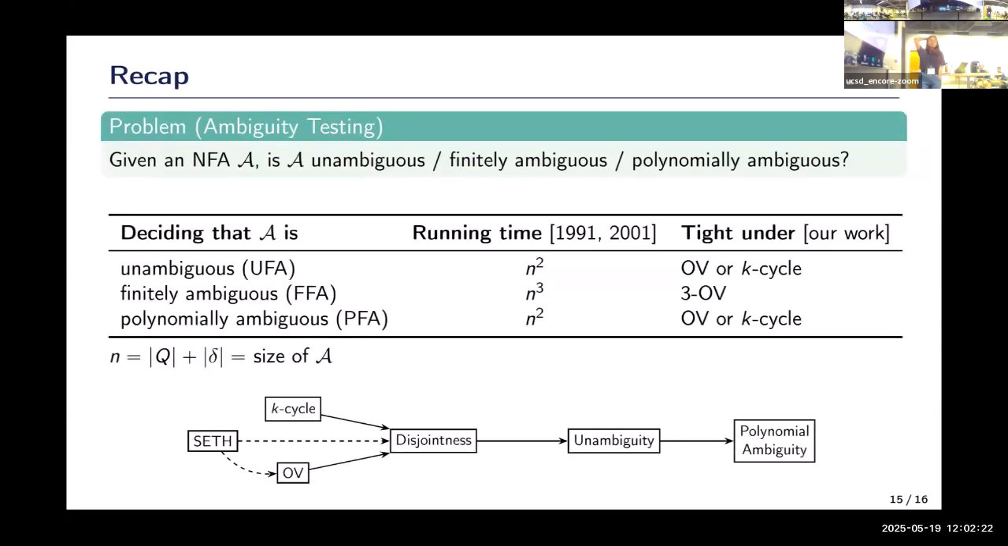So let me just recap what I talked about today. I introduced this new problem that I think not a lot of you have heard about, this ambiguity testing. Given an NFA, how ambiguous is it? And so we have those simple quadratic algorithms. The cubic algorithm works quite similarly. And with this chain of reductions, I showed that we have OV and k-cycle lower bounds. And I guess some open question would be that this reduction works in the sparse case. We couldn't get anything for the dense case.